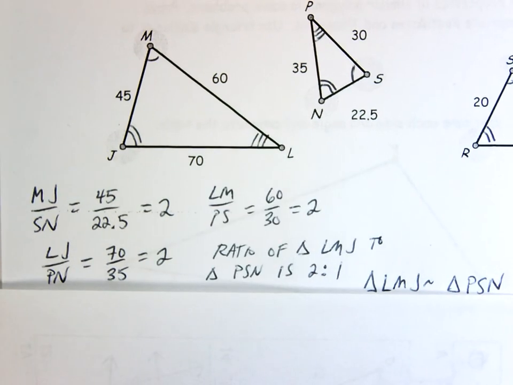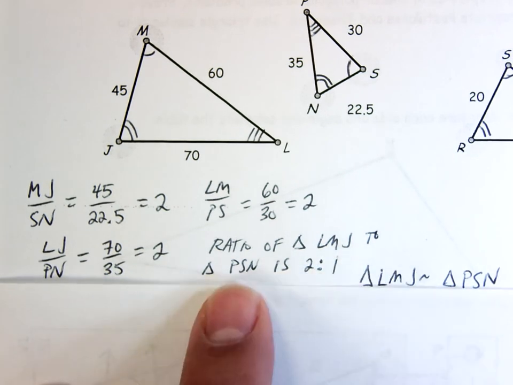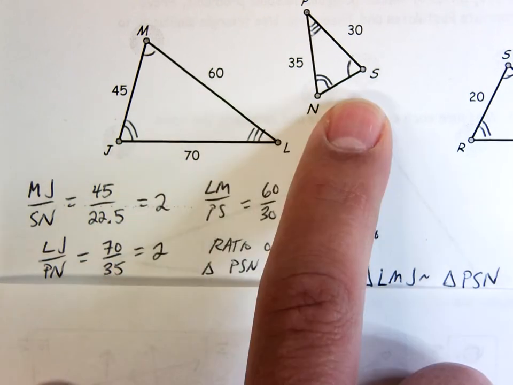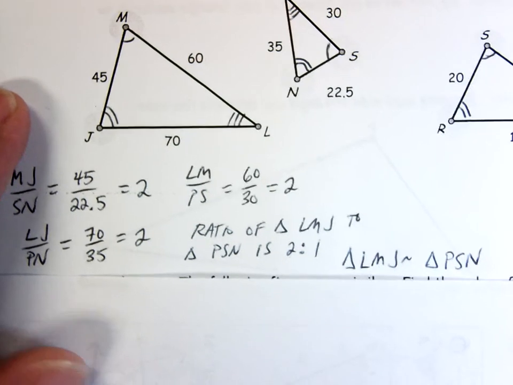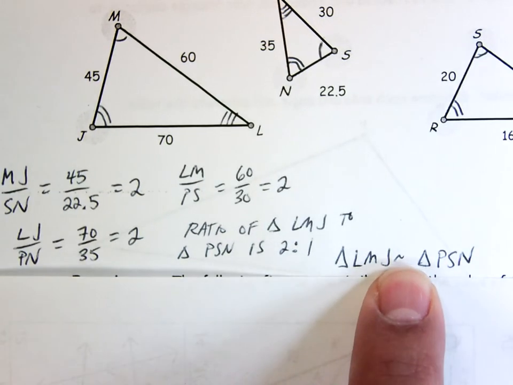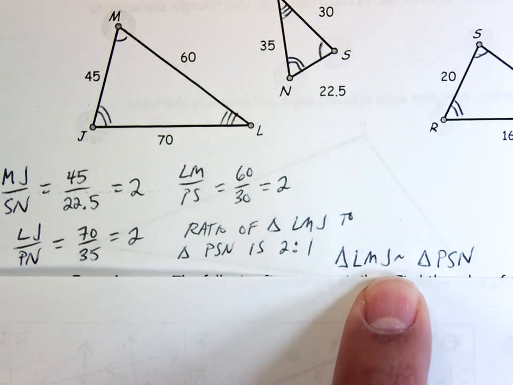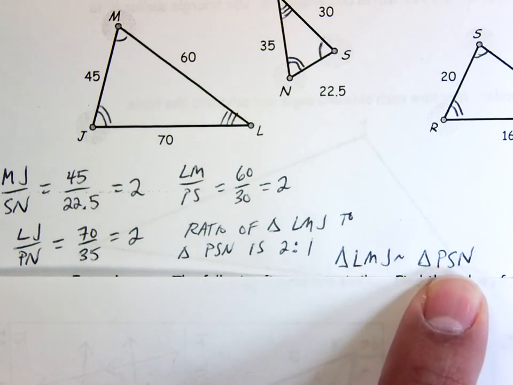And if you're asked to write a ratio, my ratio of triangle LMJ to PSN is 2 to 1. This one is twice as big as this one. And just like when I'm doing congruence, the order does matter. This little squiggly line means similar. So I'm going to say triangle LMJ is similar to triangle PSN. And again, the order does matter. Once you pick the order of the first triangle, you have to go in the same order in the second triangle. Okay, let's try another example.